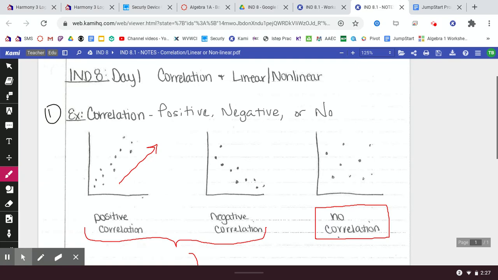The next one is negative correlation. And again, you can look at the points and you can see there's a pattern. You can see they all kind of tightly stick together in a certain pattern. And in this case, if you follow it, they run downhill, and that's what makes it negative correlation.